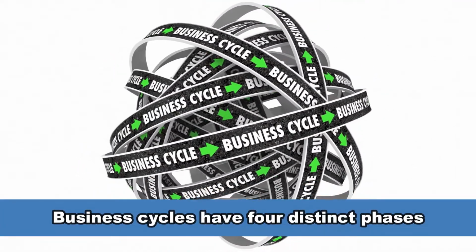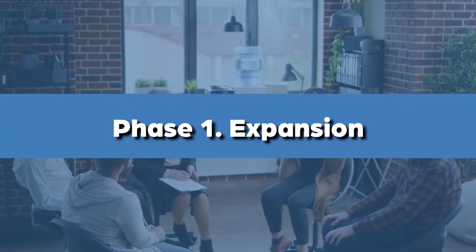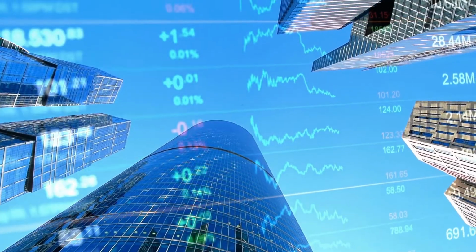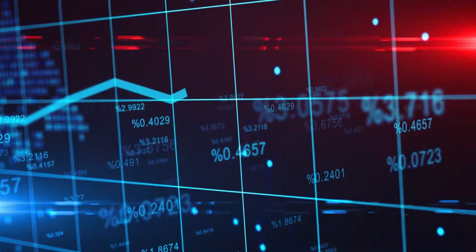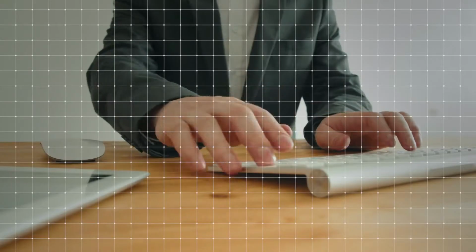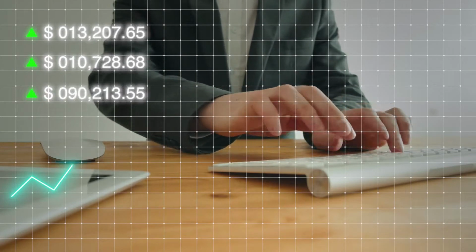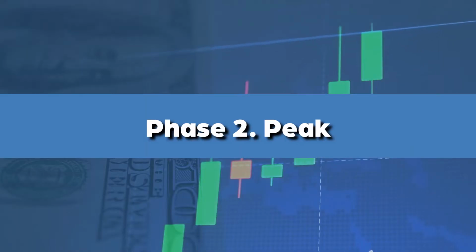Business cycles have 4 distinct phases. Phase 1 is expansion, and during this phase, economic growth occurs, which is also known as the normal phase of the business cycle. It is often characterized by an increase in employment and soaring consumer demand, which result in an increase in production and prices. Phase 2 is the peak.